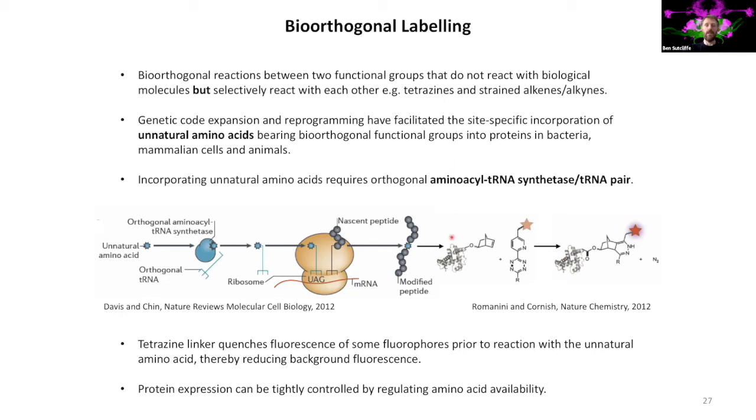It can be labeled by reaction between the unnatural amino acid and a tetrazine linker attached to a quenched fluorophore, so without labeling, you don't get any fluorescence, and then when it binds to the unnatural amino acid, you can see the fluorescence. And this can be very useful for tracking protein expression within the cell, because it's tightly regulated by the machinery within the cell, and also the availability of the amino acid you supply.